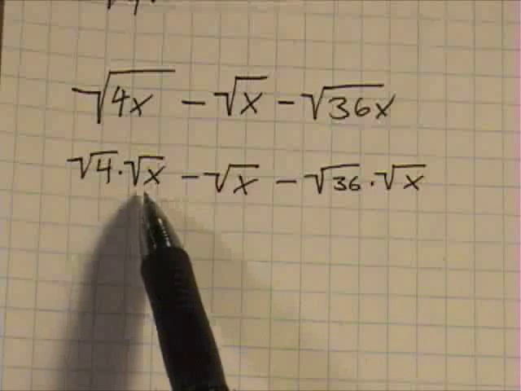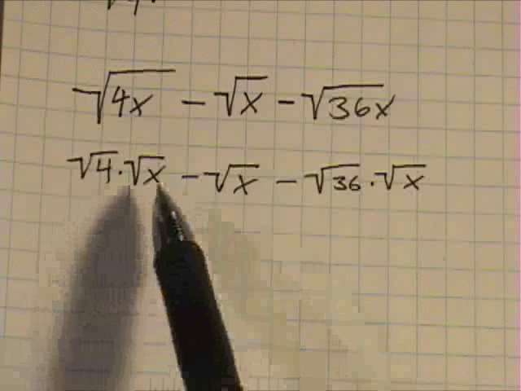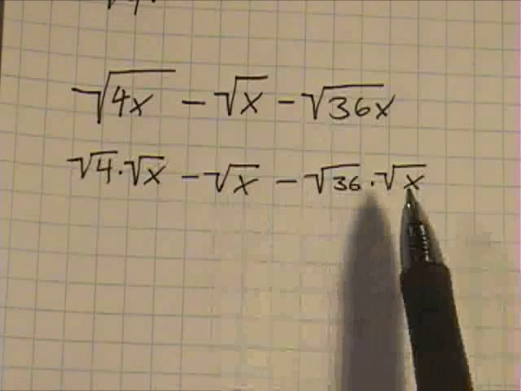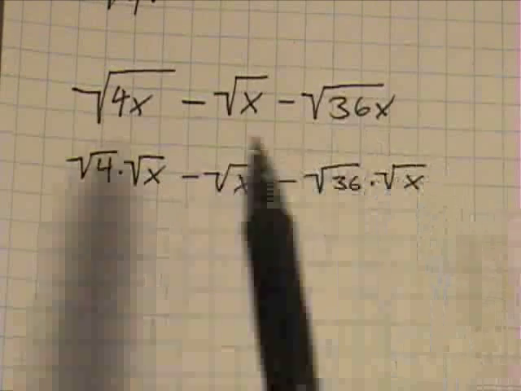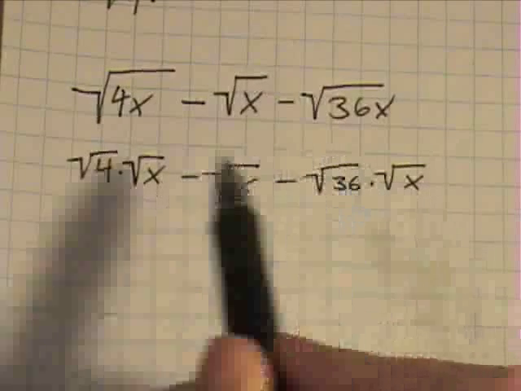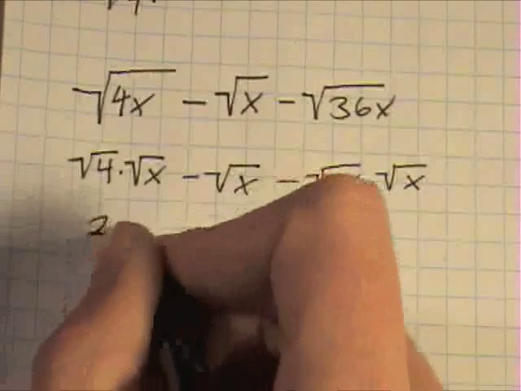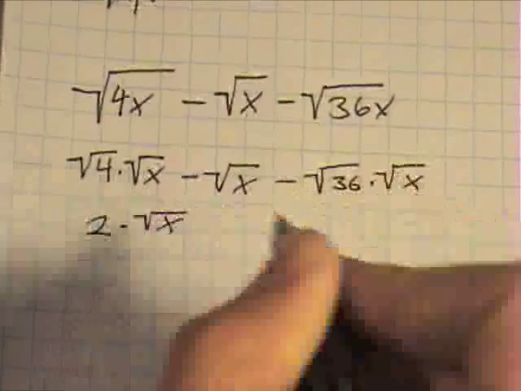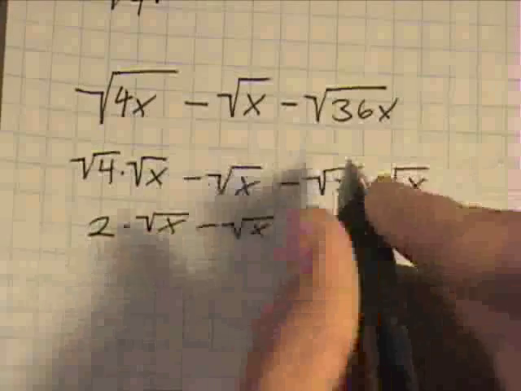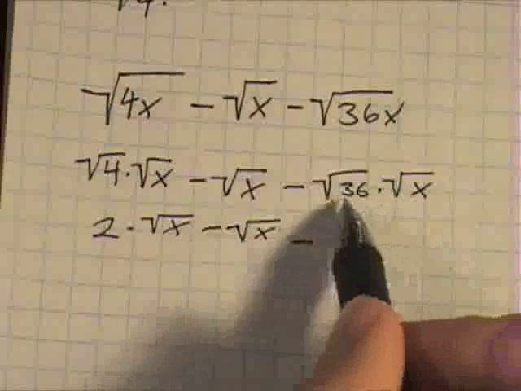Now we have each radical expression having the square root of, not the square root of 6, but the square root of x. X is the radicand, therefore we can combine them. Before we combine them though, we can simplify each of these coefficients in front because these are perfect squares. So square root of 4 is 2, minus square root of x, minus, this is a perfect square, which is 6.